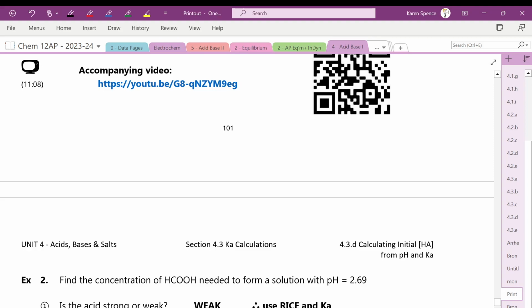Because you'll pick a problem out of there and you'll be like, I don't know whether it's find the initial concentration, or find the Ka, or find the pH, and you need to be able to do that. And I'm seeing a lot of pieces missing from people right now, and I'd really like you to have that before the weekend. Are we good with that?